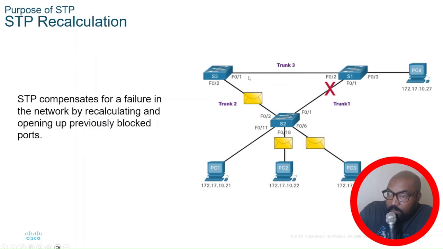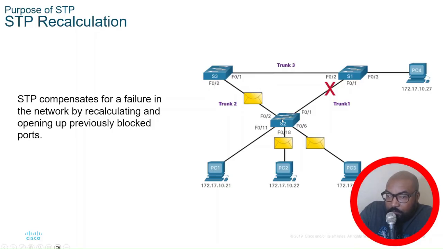So take a look at this. STP compensates for a failure in the network switch by recalculating and opening up previously blocked ports. So you can see we have redundancy here, and I'm going to show you a Packet Tracer on this in a little while, so you'll be able to get this in more detail. But all these devices that are connected, these are all the designated ports, right? And we're going to get into the root bridge and root port, all that good stuff, in a second.